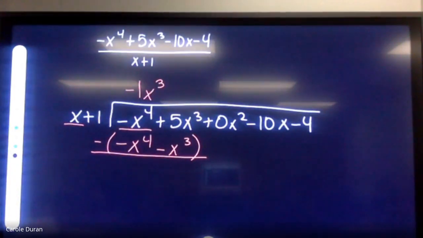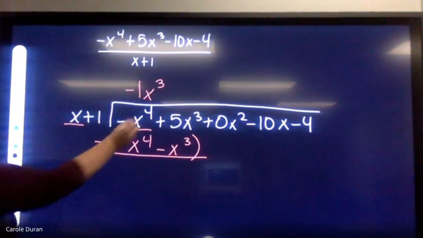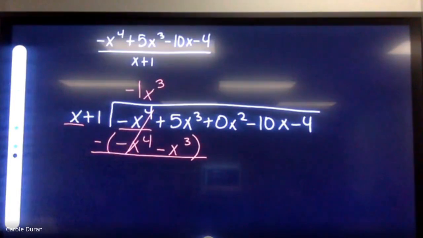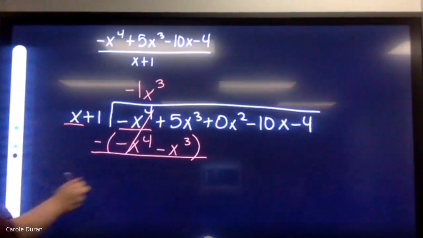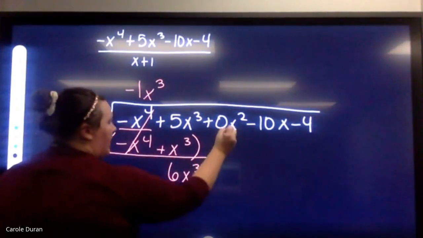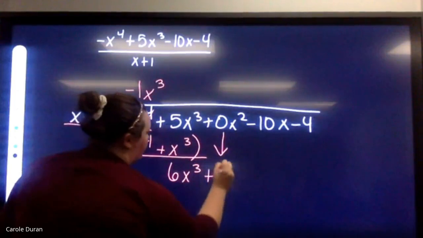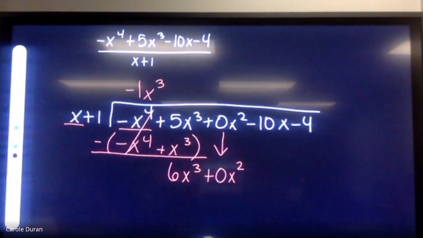Then I do the subtraction. A negative minus a negative becomes a negative plus, which means it's going to cancel out. Then I have 5 minus a negative, which makes it 5 plus 1, so this becomes 6x cubed. And I drop down my next term. 6x cubed is the second answer.